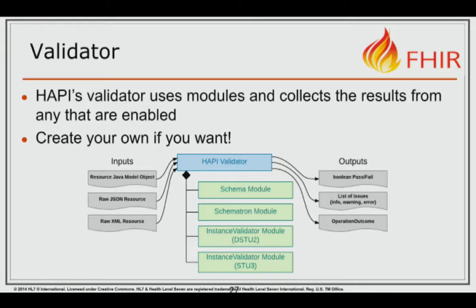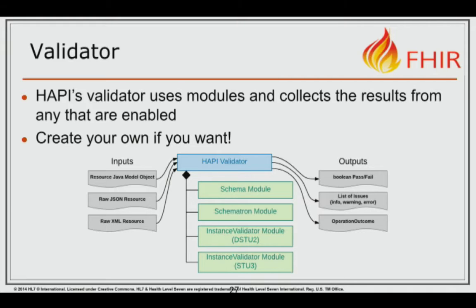The HAPI validator is built on this notion that you can plug modules into it. And we provide a bunch of different implementations of those modules. These days, people are almost always using the same one. The default in the system remains Schema and Schematron, just because those two are really fast. So there is an implementation called the Schema Validator module. There's a second one called the Schematron Validator module. And most people, if they don't change any settings, will just use those two in concert.